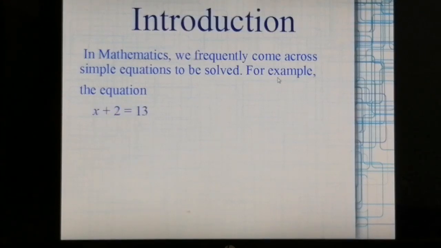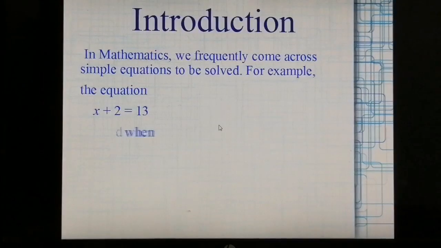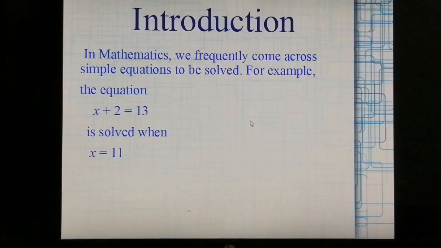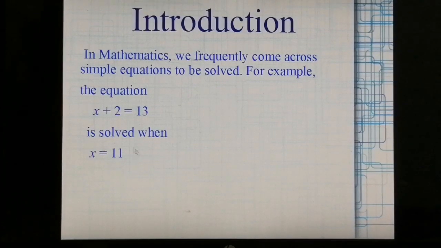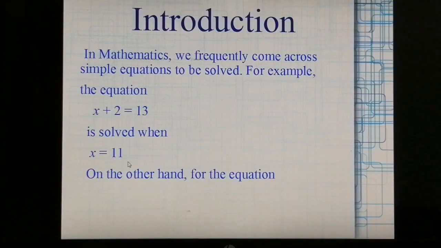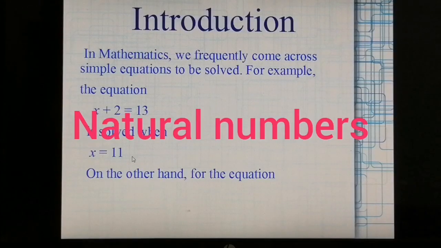For example, the equation x plus 2 is equal to 13. Now what will be its solution? It is solved when we put x is equal to 11. In this case, left hand side will be equal to right hand side, but here we have to see what 11 is. 11 is a natural number, so our solution exists in our number system. That was in the beginning only natural numbers.